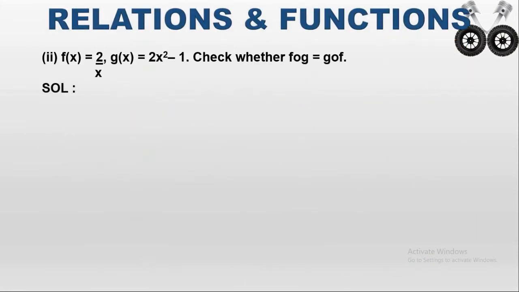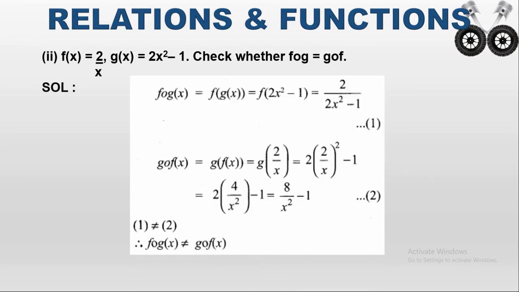Next, subdivision 2. f of x equal to 2 by x and g of x equal to 2x square minus 1. Next, we have to find f composition g and g composition f, and check whether these two are equal. First we have to find the value for f composition g of x. How can you write f composition g of x? It can be written as f of g of x. First we have to substitute the value for g of x.